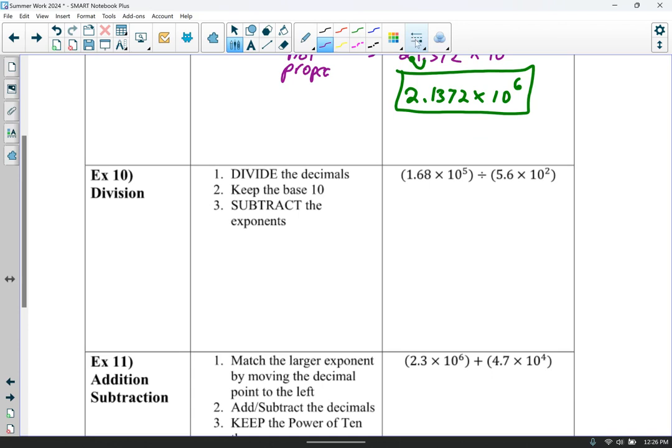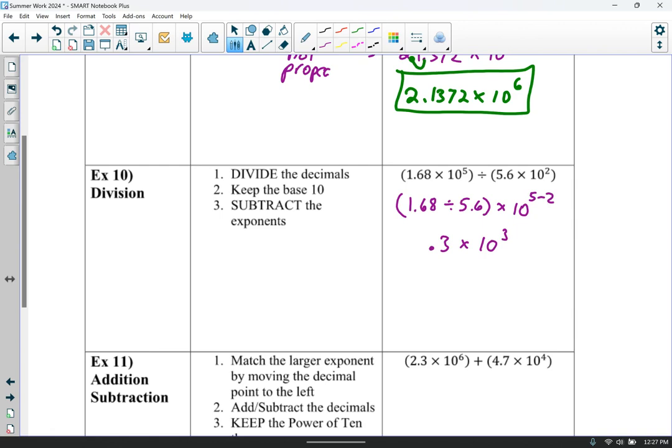Dividing our decimals is very similar. Again, we're going to group together our decimal numbers, our significands, do our division. Here, order really matters. Keep the order of the problem. And then our rule for our exponents when dividing bases with same bases, our rule was to keep the base and subtract the exponent. Again, order matters. 5 minus 2. So I'd use my calculator to figure out what 1.68 divided by 5.6 is. That gives us 0.3 times 10 to the 5 minus 2 is 3.